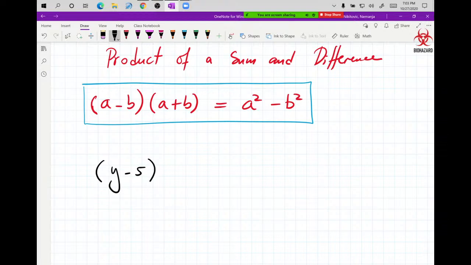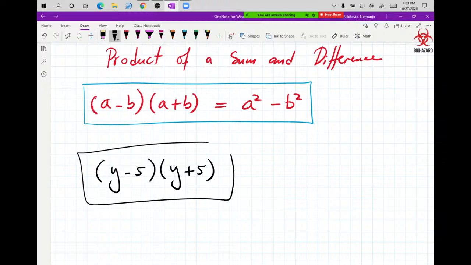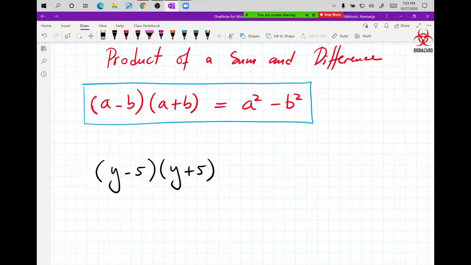Y minus 5 times y plus 5. So this is a requirement. These two have to look the same, and they have to have opposite signs. So y has to be the same as y, 5 has to be the same as 5, and then the sign, one has to be plus, one has to be minus. It doesn't matter which one is plus, which one is minus, because it's multiplication, so it's commutative, right? We can put either one first, because it's multiplication in between, right?